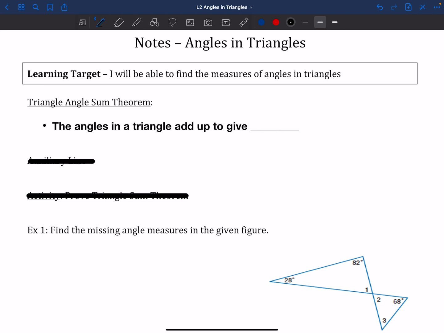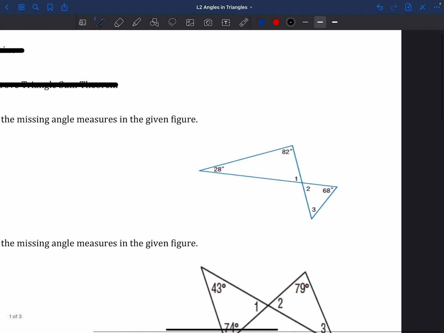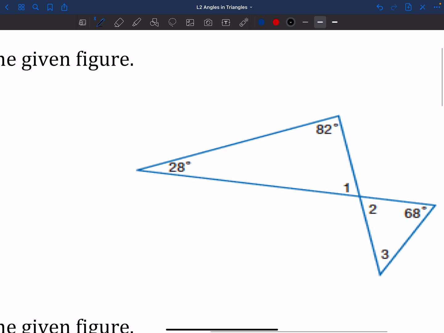What this is saying is that the angles in a triangle, when you add them all up, will give you 180 degrees. You may have heard that before: there's 180 degrees in a triangle. So we're going to use that fact to help us figure out some missing angle measures in these problems.